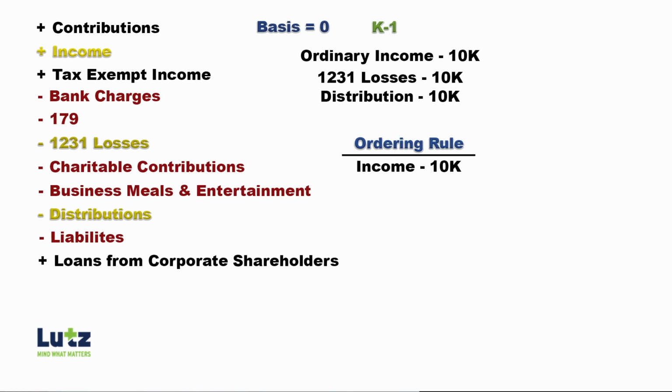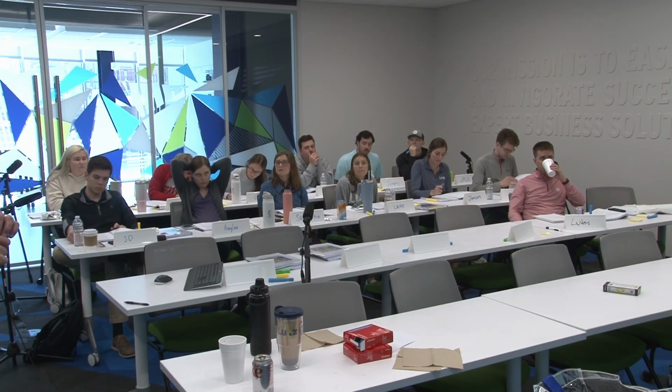So what's the next piece of the ordering? Distribution. Distribution. Any decrease attributable to distribution. How much do we have for distribution? 10,000.